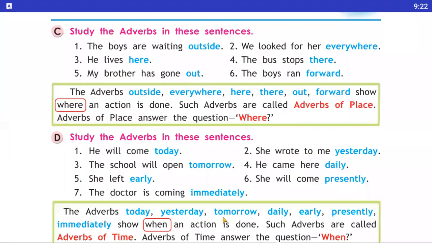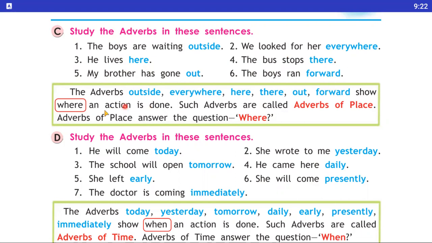Our next adverb is adverb of place. So student, the boys are waiting outside. We look for her everywhere. He lives here. The bus stops there. So student, these words, outside, everywhere, here, there, out, forward, show where an action is done.